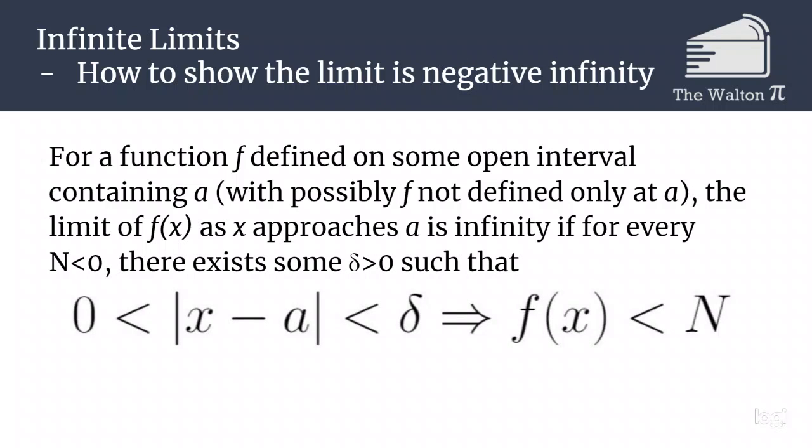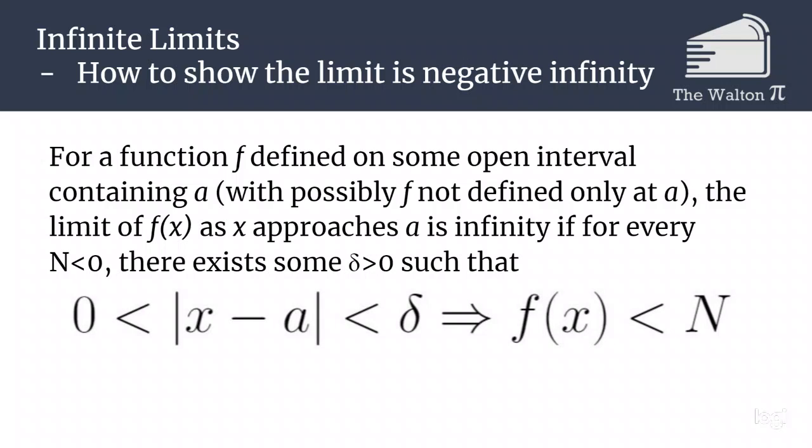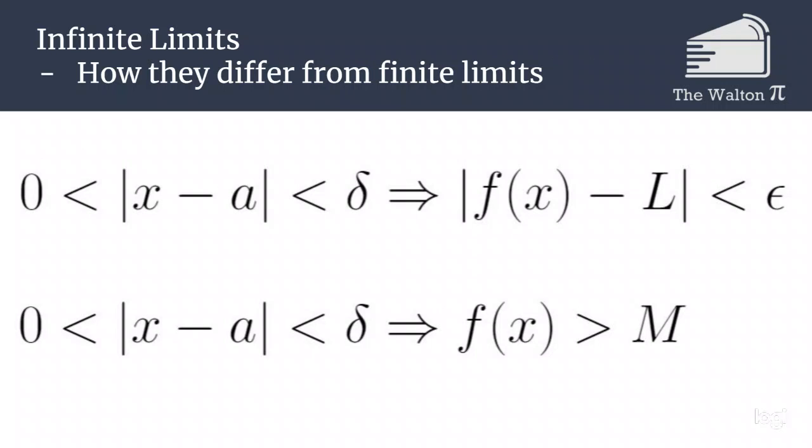If we're trying to show the limit of a function goes to negative infinity, then it's pretty much the same argument. The only difference is we are going to say it's less than N, where N is some really large negative number, like negative 10 trillion or negative 10 googol or something like that. So that's how we would say that the limit is negative infinity.